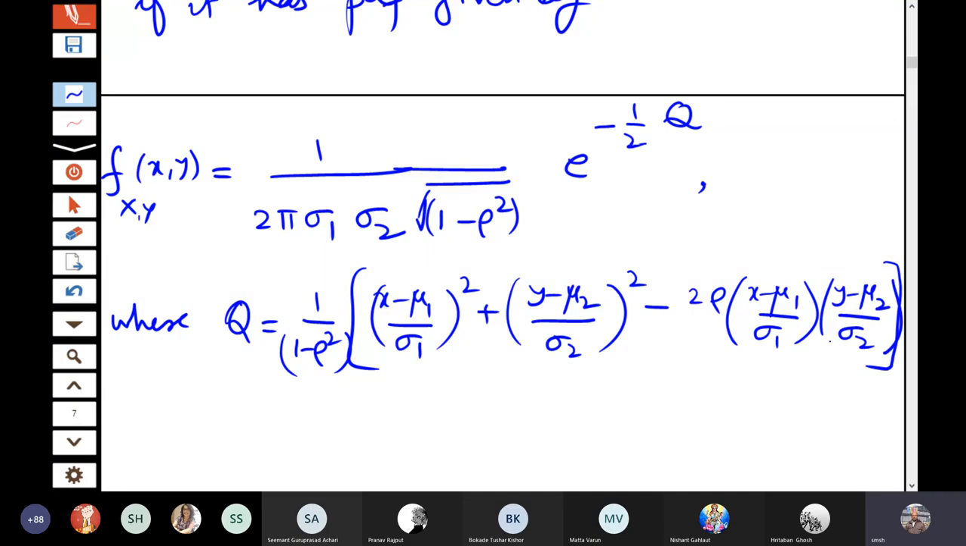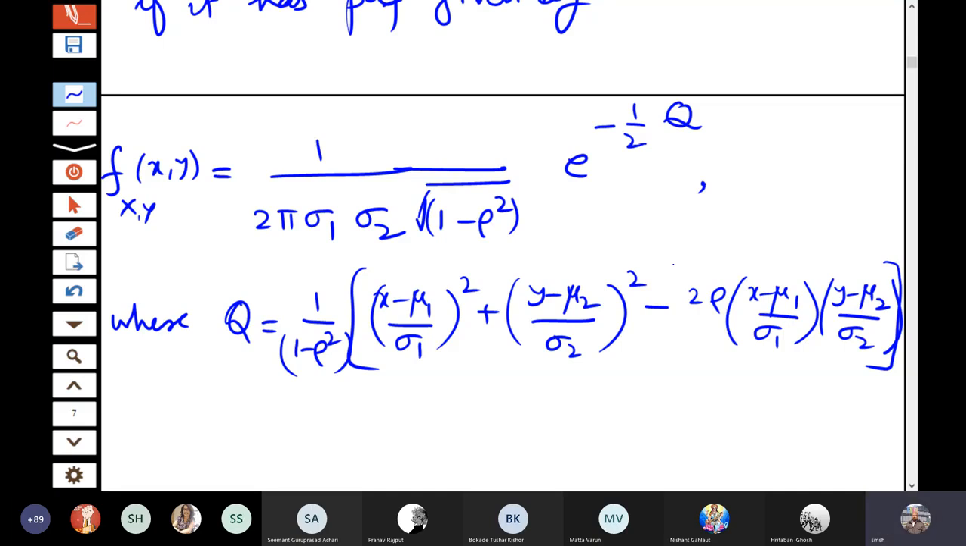So if you look carefully, if I were writing one normal distribution with mean mu1 and variance sigma 1 square, then I will write 1 by root 2 pi sigma 1 e to the power minus 1 by 2 x minus mu1 by sigma 1 square. If I write another normal distribution with mean mu2 and variance sigma 2 square, then I will write the distribution as 1 by sigma 2 root 2 pi e to the power minus 1 by 2 y minus mu2 by sigma 2 square. So you can easily see that these terms are there.